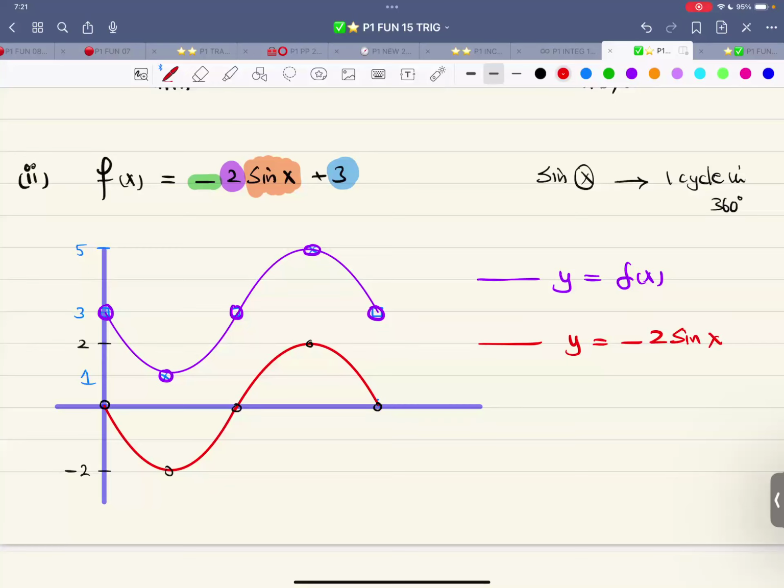So now I can see, if I just play around with the y-axis, over here, this is y, this is x. The maximum value is 5. The minimum value is 1. So the max is 5, the min is 1. And if they ask me for the range, I can write it like this: f(x) lies between 1 and 5. So that is the first thing that I have done.